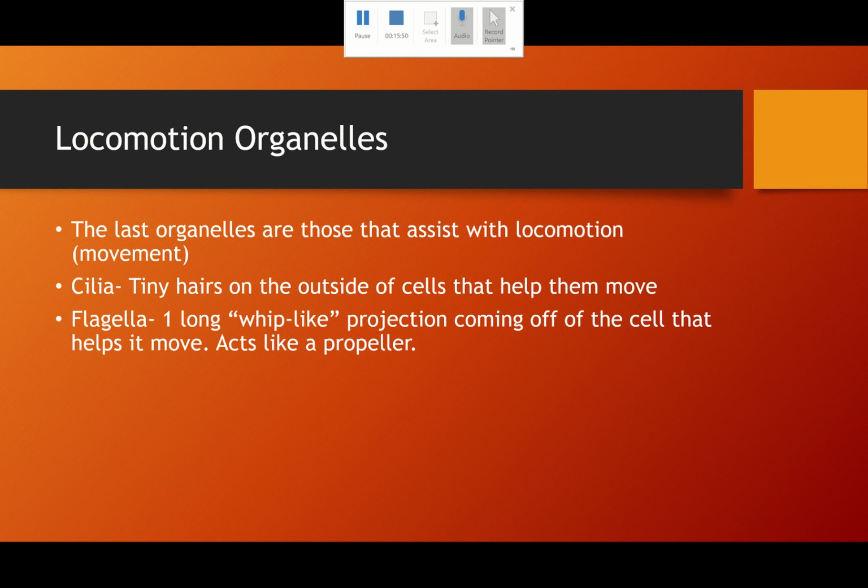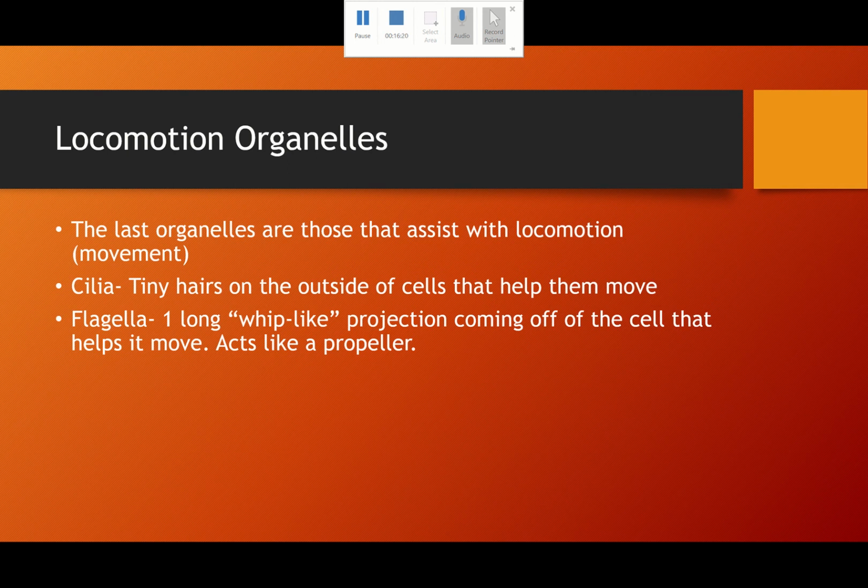Now, not all cells need to move. Think about it. Some of the cells in your body, they probably shouldn't move, right? If our skin cells were moving, they'd probably leave us. It wouldn't be so good. We don't want our cells to move. But some cells need to move. Like in your throat. When you eat, you have cells with cilia on them that help push your food down. Cilia is our first organelle for locomotion. It has a bunch of tiny hairs on the outside, and that helps our cells move.